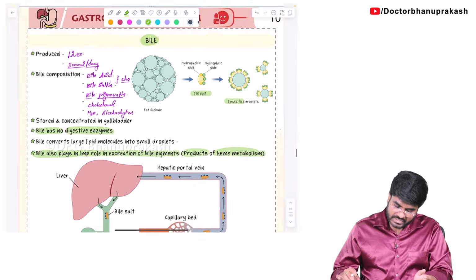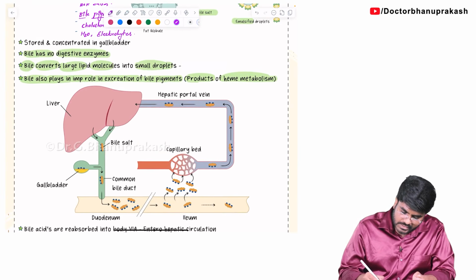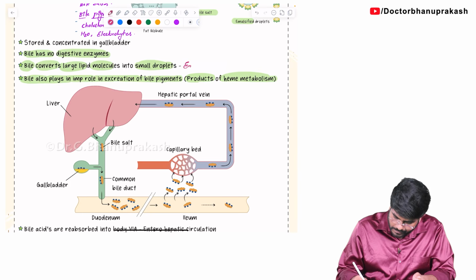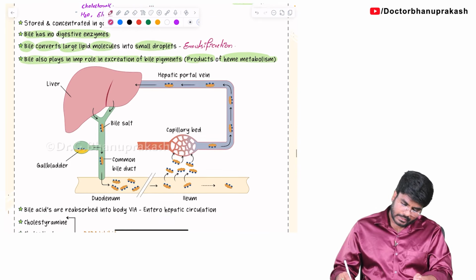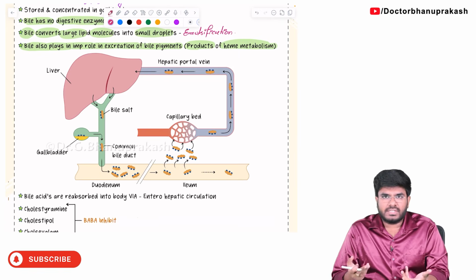So what is the emulsification process? Emulsification means bile converts large lipid molecules into smaller droplets. This process is called emulsification. Okay, this process is called what? Emulsification. Done. Next step. Let's see what happens once the emulsification happens.